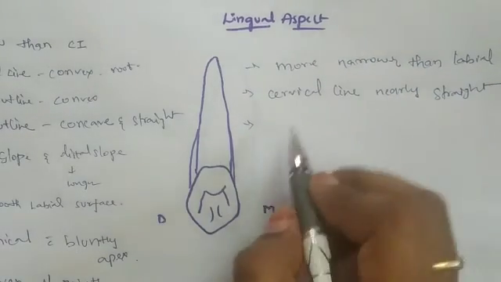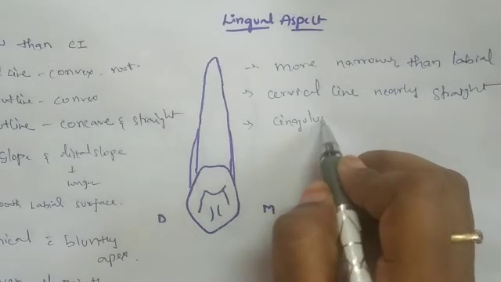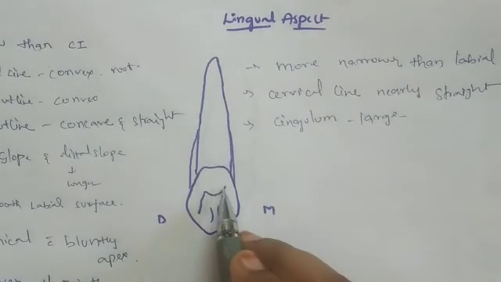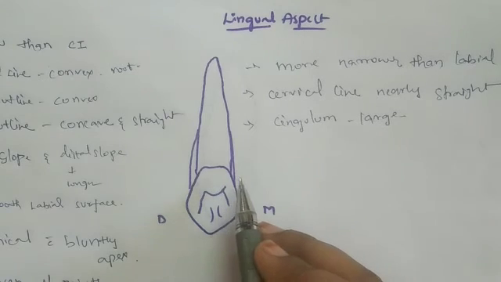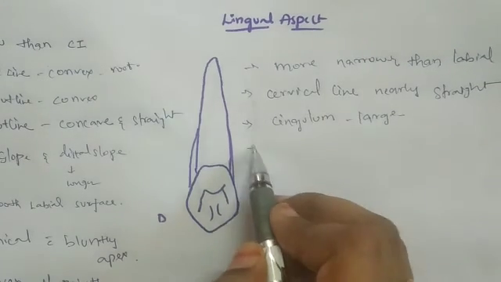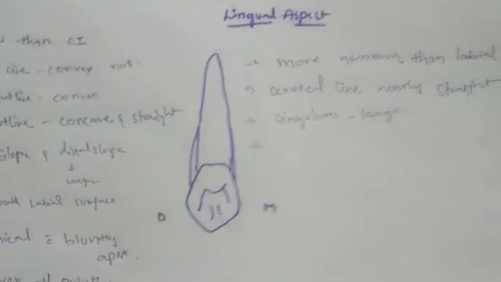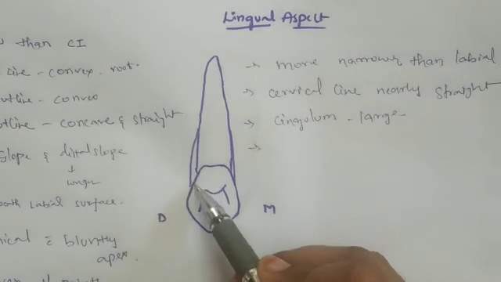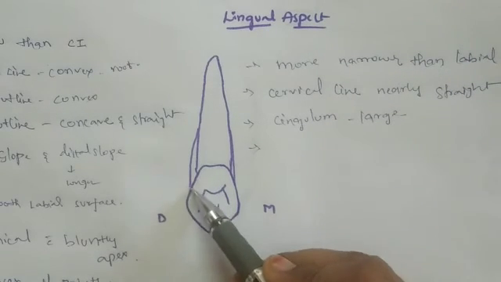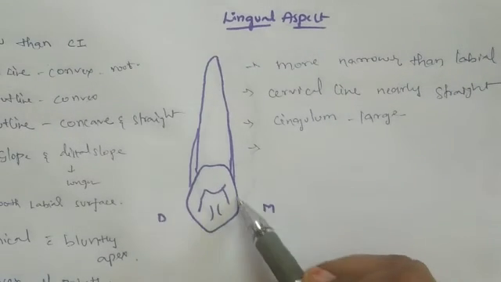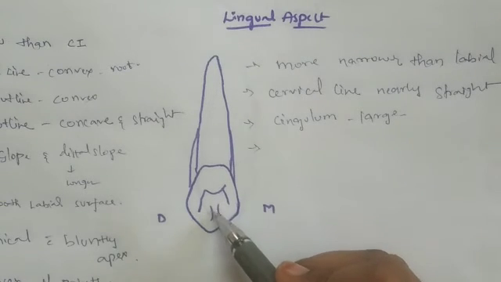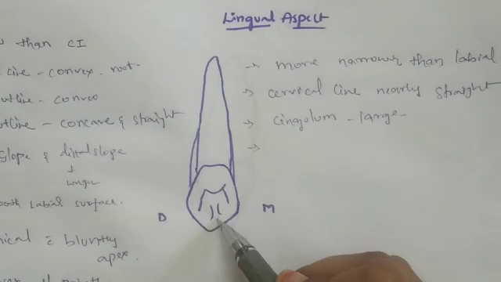And next, the cingulum is large. This is the cingulum part, the bulkiest part on the lingual side of the tooth. The lingual surface has some ridges and some concavities called fossae. Let's see them. The ridge is the elevation here. The distal side has the distal ridge, the mesial side has the mesial ridge, and there is also a lingual ridge in the lingual aspect.